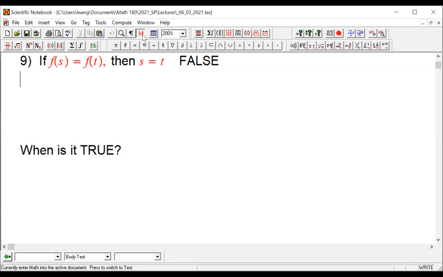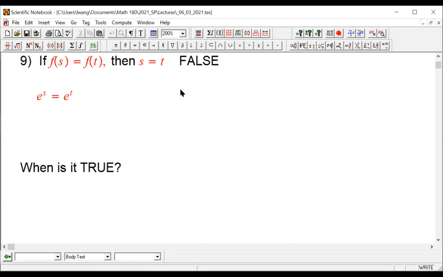So, for example, if you have e to the power of s equals e to the power of t, I'm using a function which is very directly related to your calculus experience. It may not be exactly the same question. If this is true, then for sure s is the same as t. Why? Because e to the power x is an increasing function. So this is true.